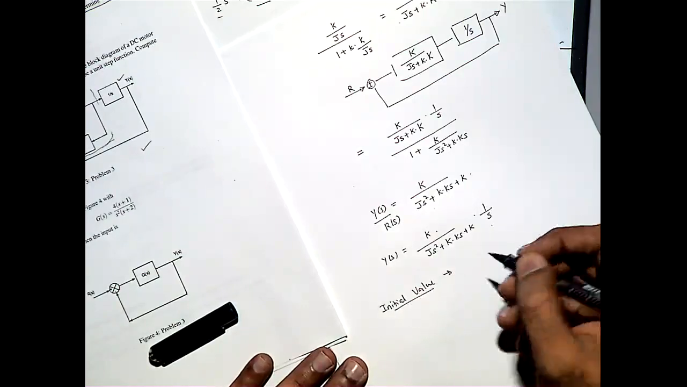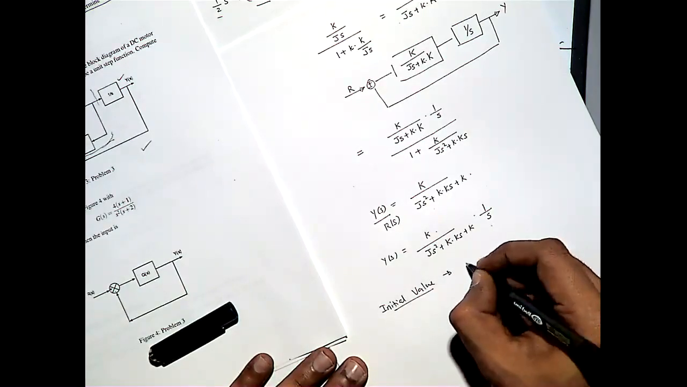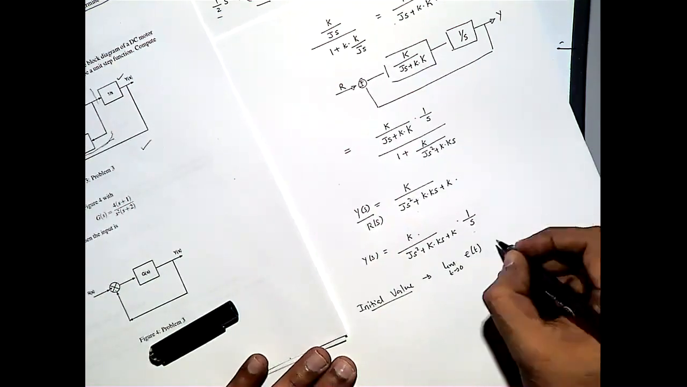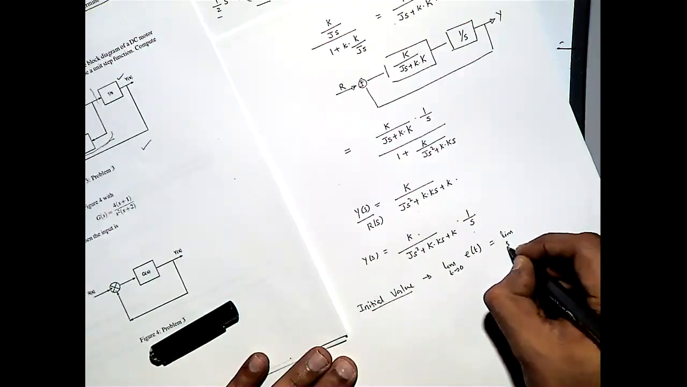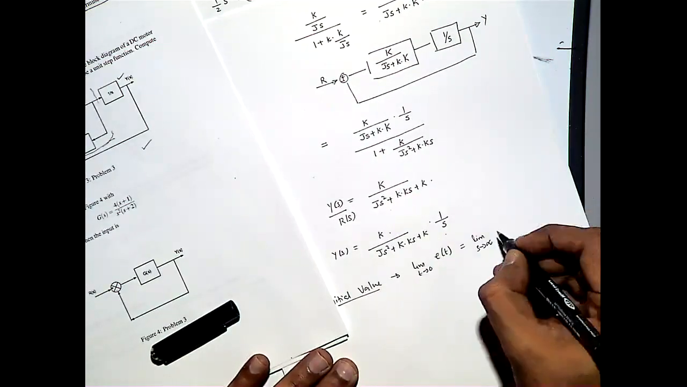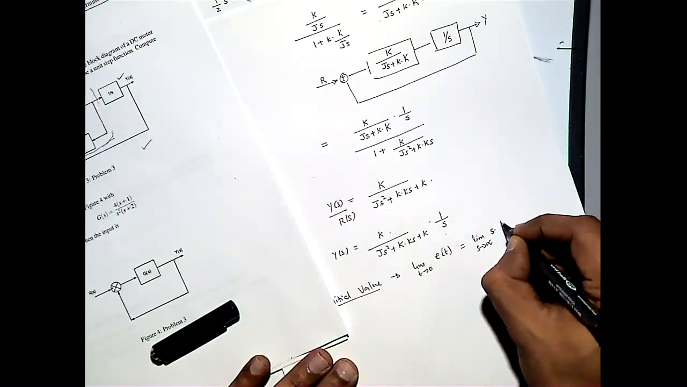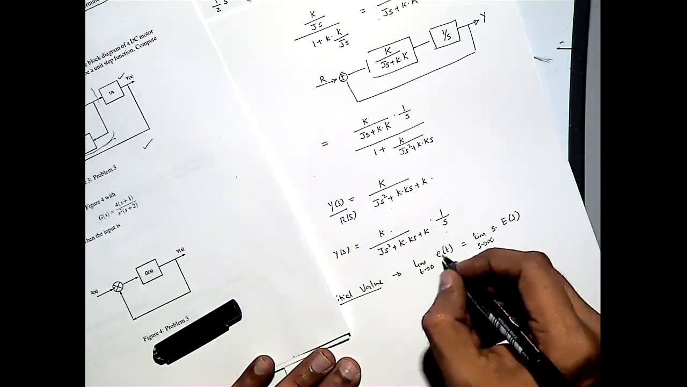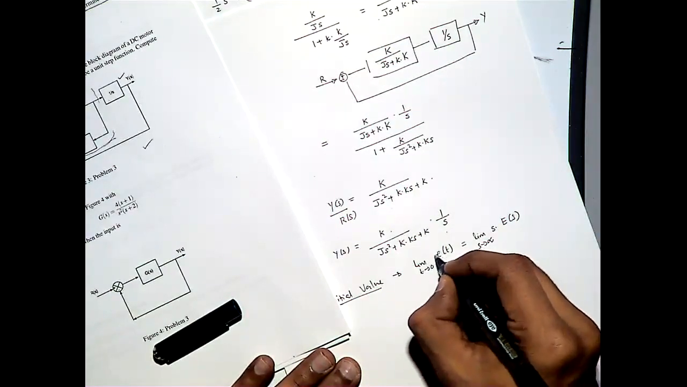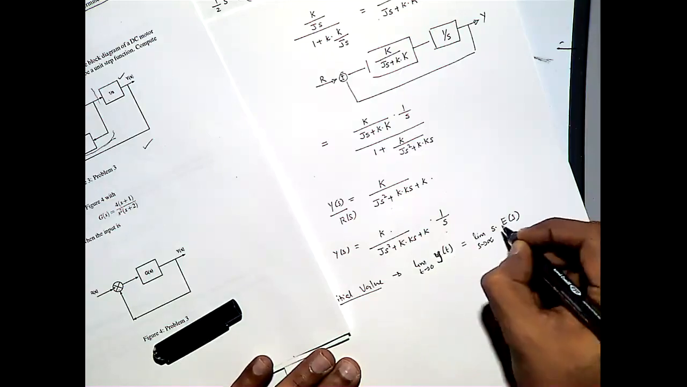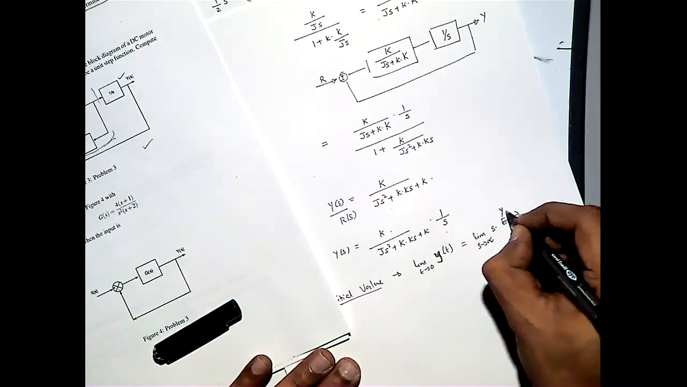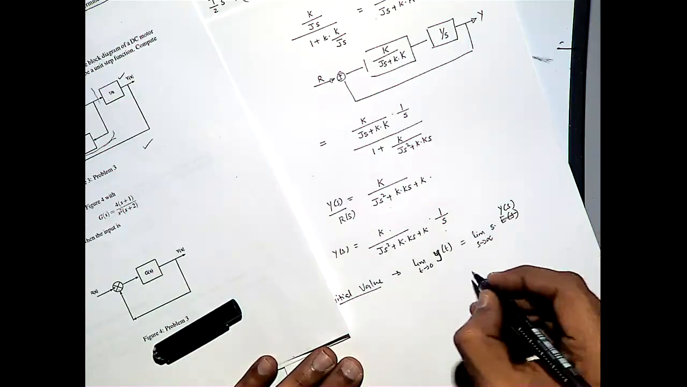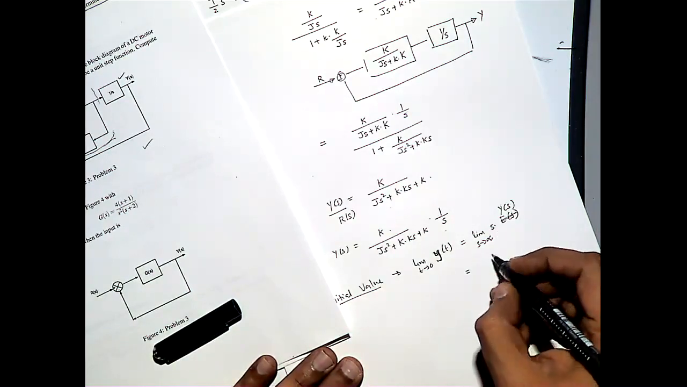Initial value is at time t equal to 0, what is the value? Limit t tends to 0 of e of t, right? But from the initial value theorem, I know that this is equivalent to limit s tends to infinity s times E of s. No, sorry. They asked to find out not the error, but the initial and final value of the output. So which is actually y itself. This should be y of s. Okay, that was actually the question asked for.